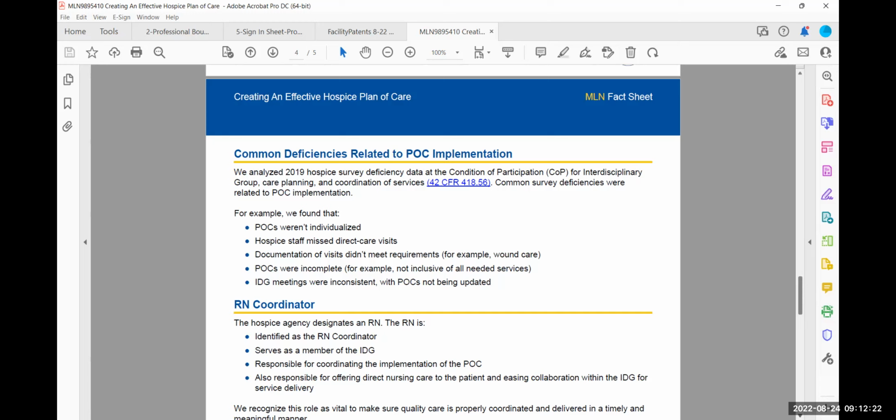And then the last deficiency that they found that was very common was the IDG meetings were inconsistent, with plan of cares not being updated, because that's what's supposed to be happening at IDG. And we'll talk a little bit more in depth about that in a minute. I'm actually almost done with this, and then we're going to do some Q&A, okay?